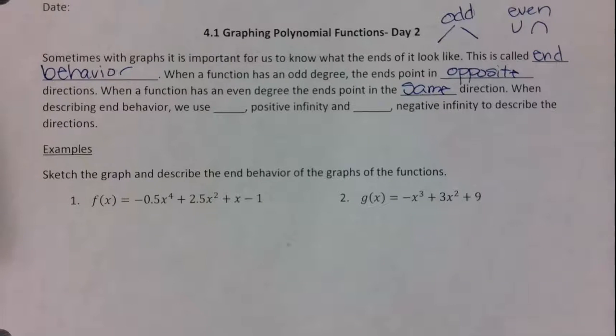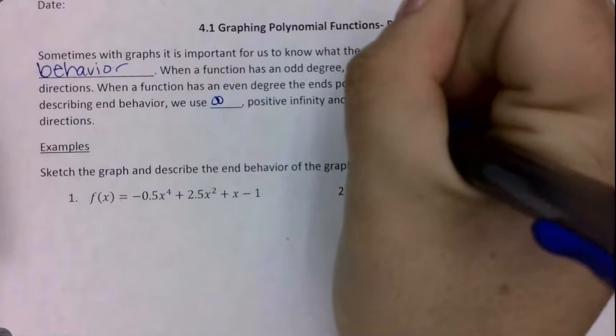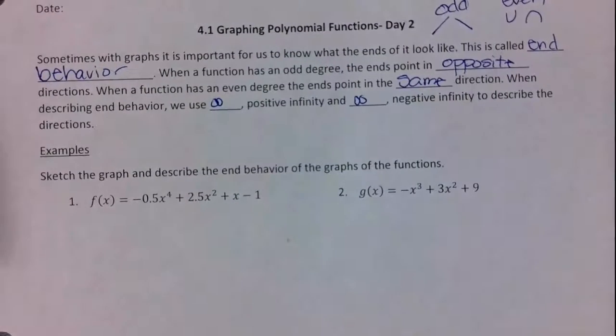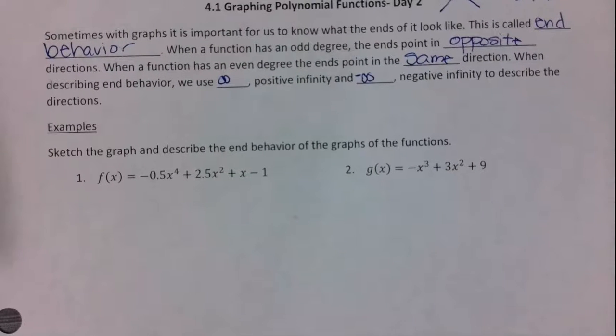Okay. When we're describing end behavior, we use the infinity symbol. I am so bad at drawing infinity. That's what this is. It's like a sideways 8, but I don't know why I can't draw infinity. Negative infinity, yeah. One's regular infinity and the second one's negative infinity.